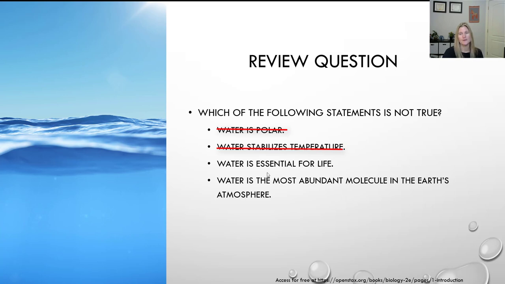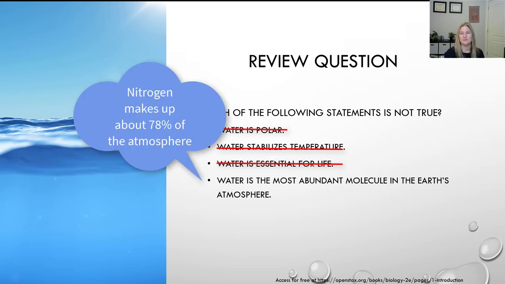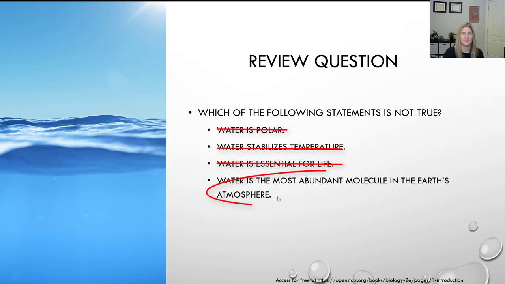Water is essential for life. Well, you're made up of 70% water, so I'd say it's pretty essential for life. That one is definitely a true statement. Water is the most abundant molecule in the Earth's atmosphere. Is that true or false? Well, we talked about nitrogen early on, and that is actually more abundant. So water is not the most abundant in Earth's atmosphere. This is the not true statement.